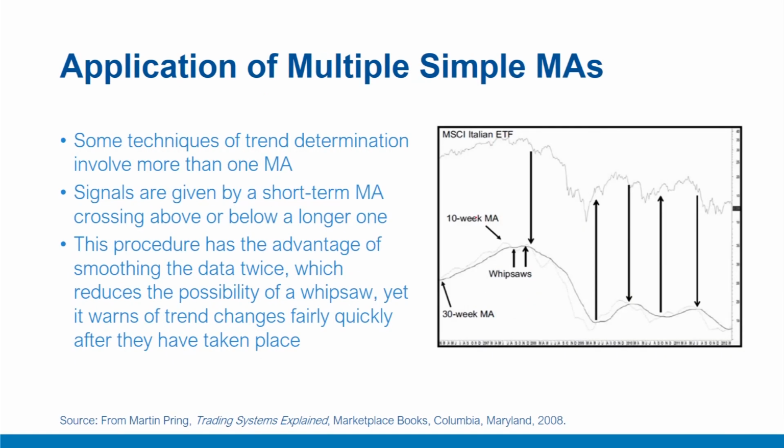Many such techniques involve trend determination with more than one moving average. Signals are given by a shorter term MA crossing above or below a longer one. This procedure has the advantage of smoothing the data twice. For example, as you can see, there's one 10-week MA and one 30-week MA. This reduces the possibility of whipsaw, and it warns of trend changes fairly quickly after they have taken place.